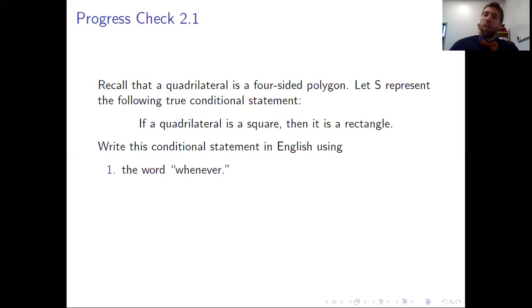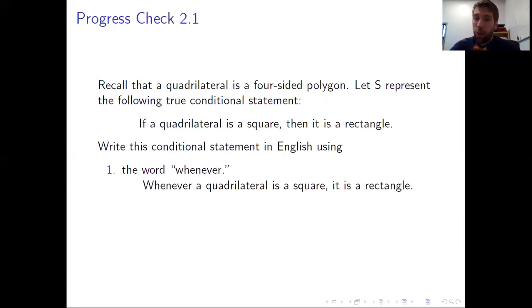So we have a true statement: if a quadrilateral is a square, then it is a rectangle. We need to rewrite it using the word whenever. The correct way to say that is: whenever a quadrilateral is a square, it is a rectangle. Because squares are rectangles, whenever a quadrilateral is a square, it's also a rectangle.